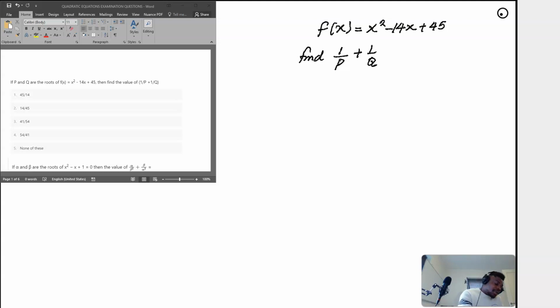Okay, the first thing we need to know is that 1 over p plus 1 over q, as the LCM is pq, that is p times q, which is pq, q times 1, that is q, and p times 1, that is p. So here it is p plus q over pq. And remember, we're told that p and q are the roots of the equation, and we're asked to find the value of that.